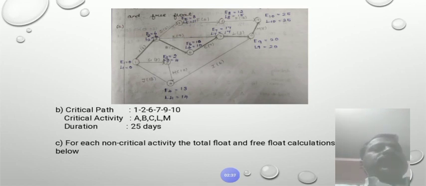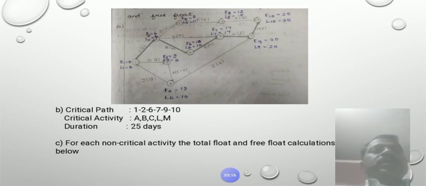Then the latest time: for node 10, the earliest time E10 is 25, and the latest time L10 is also 25. In the reverse process, L9, the latest time of node 9, is 25 minus the duration of the activity, which is 5. Therefore, 25 minus 5 equals 20. And so on. The latest time of node 1 equals 0.